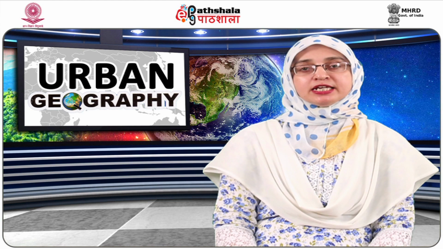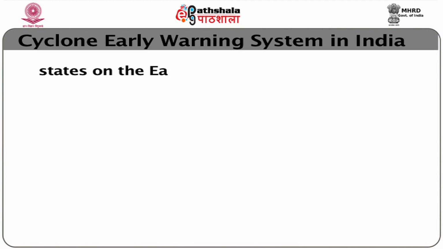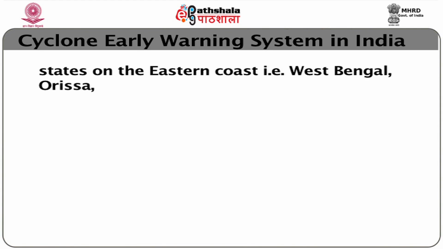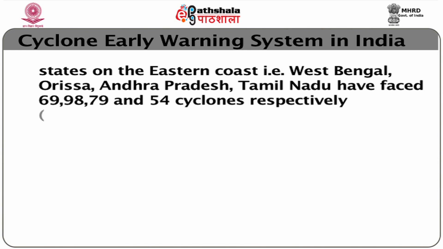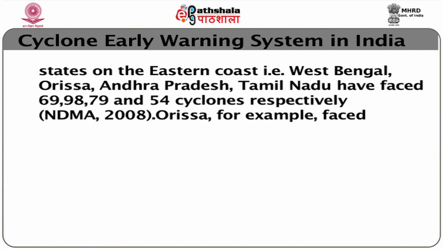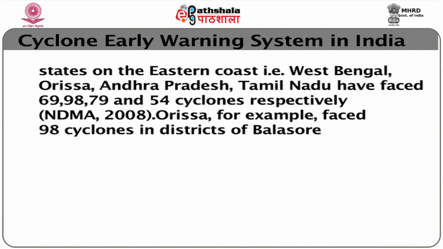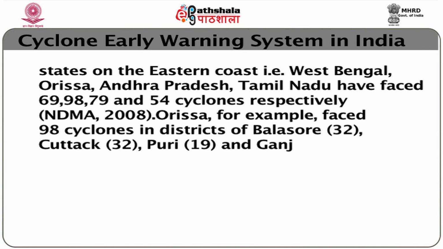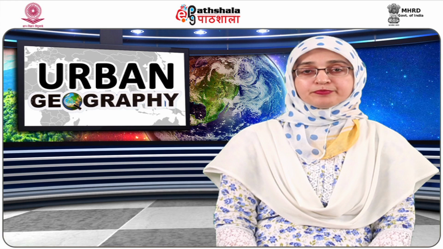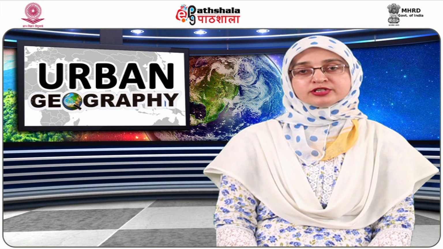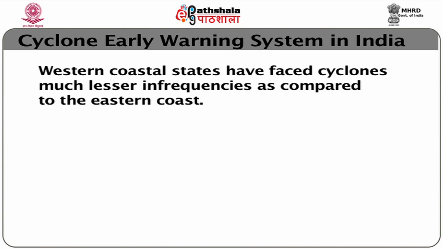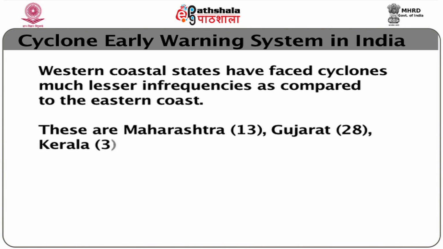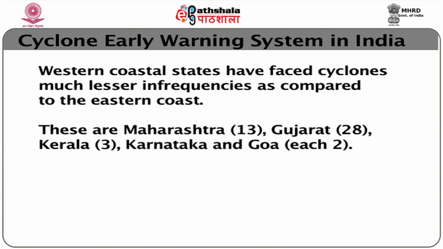During the years between 1981 to 2002, states on the eastern coast, that is West Bengal, Odisha, Andhra Pradesh, Tamil Nadu, have faced 6, 99, 879 and 54 cyclones respectively according to NDMA 2008. Odisha, for example, faced 98 cyclones in districts of Balasore, that is 32, Cuttack, that is 32, Puri, that is 19, and Ganjam, that is 15. On the other hand, western coastal states have faced cyclones much less in frequency as compared to the eastern coast. These are Maharashtra, that is 13, Gujarat, that is 28, Kerala, that is 3, Karnataka and Goa, each 2.